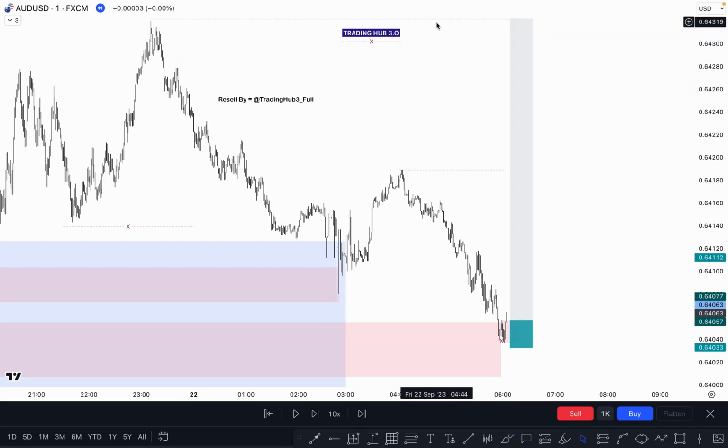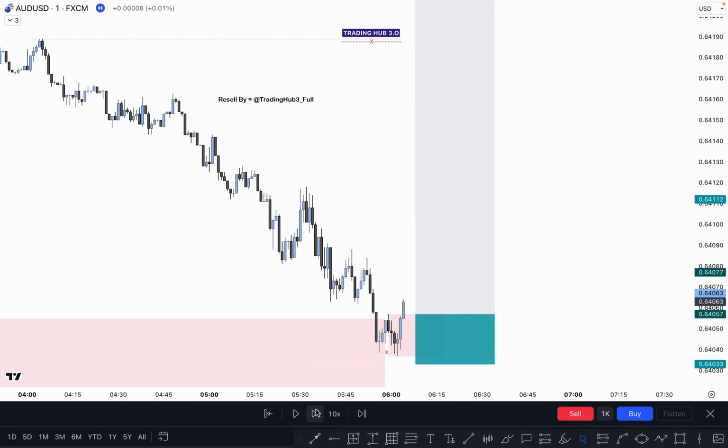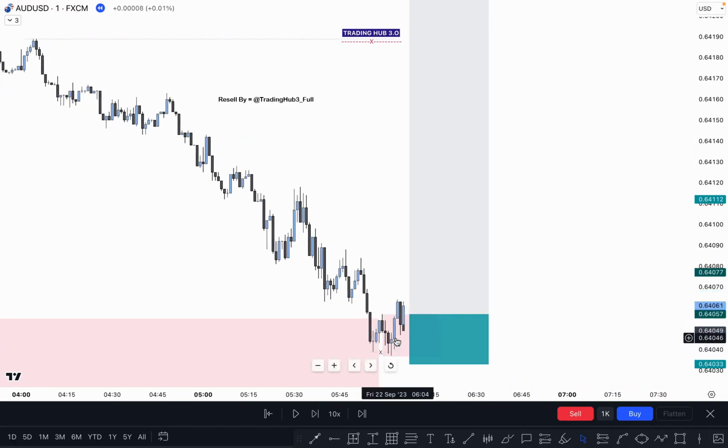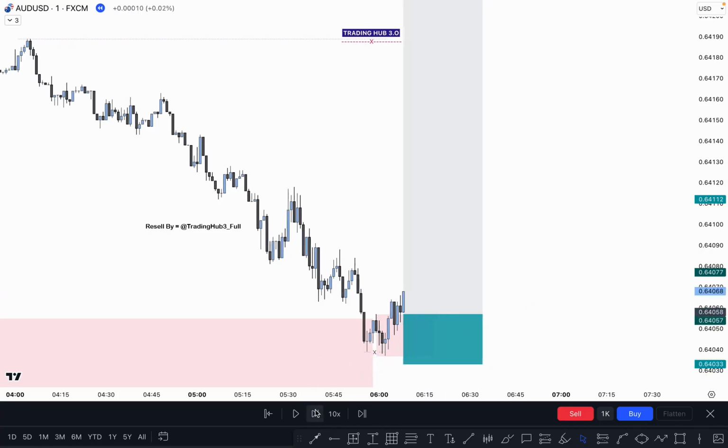But the main target is here, right? So let's see what happened next after this one. Okay, market mitigates this one and our order is executed at this point. And let's see what happened next here.